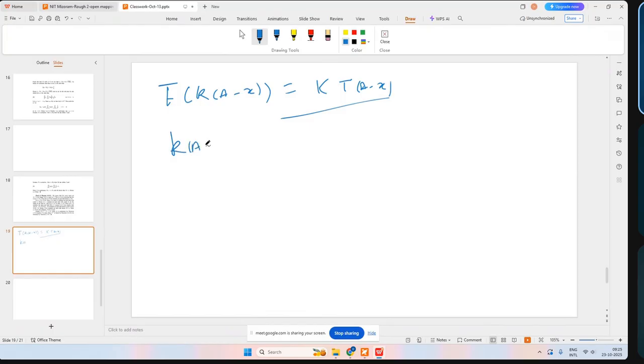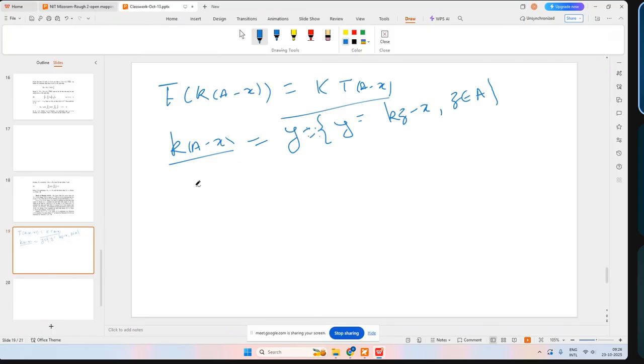K times A minus X, what is this? This is nothing but the set of all Y such that Y equals K times Z minus X, where Z is in A. This is the definition.